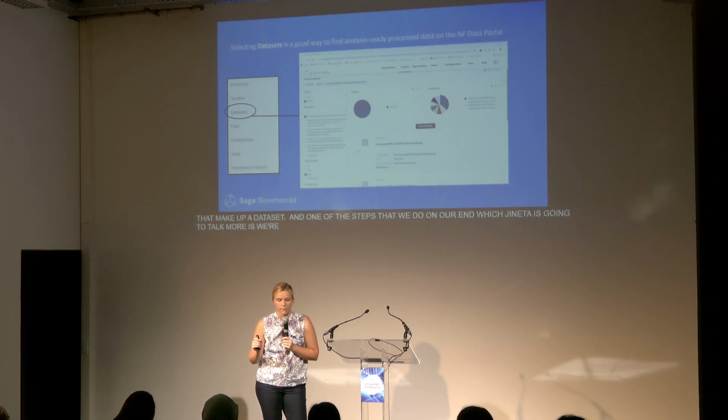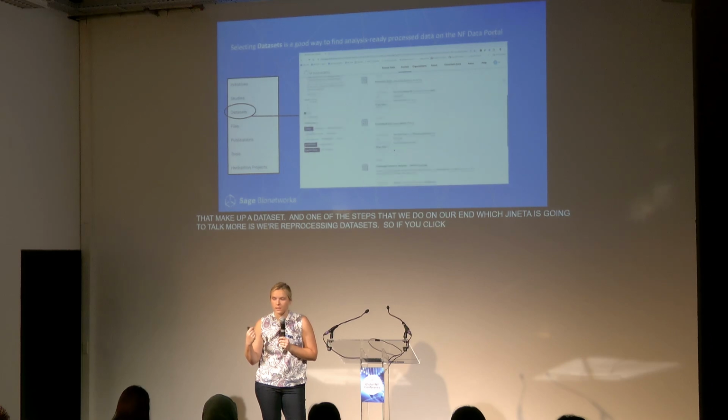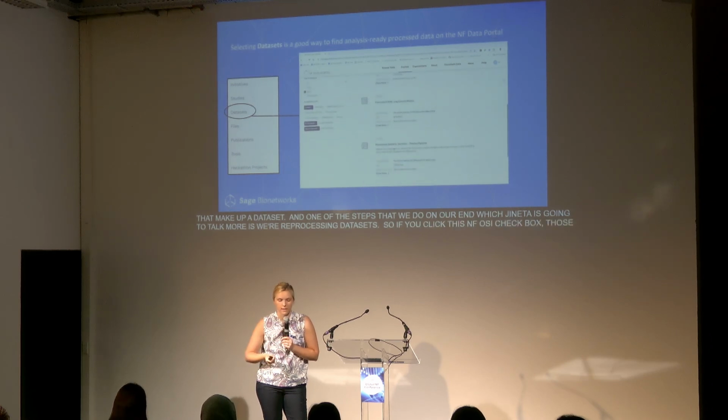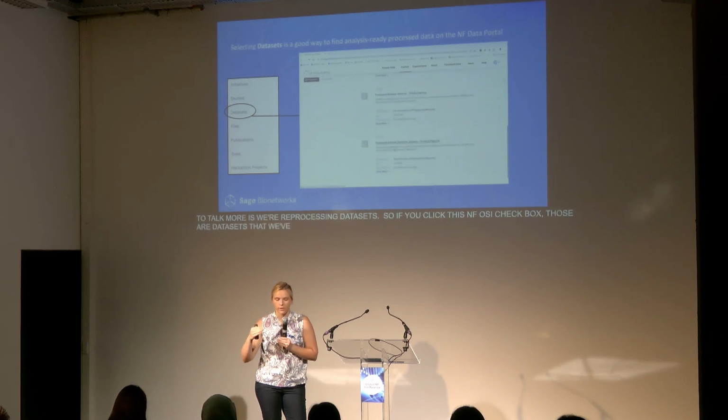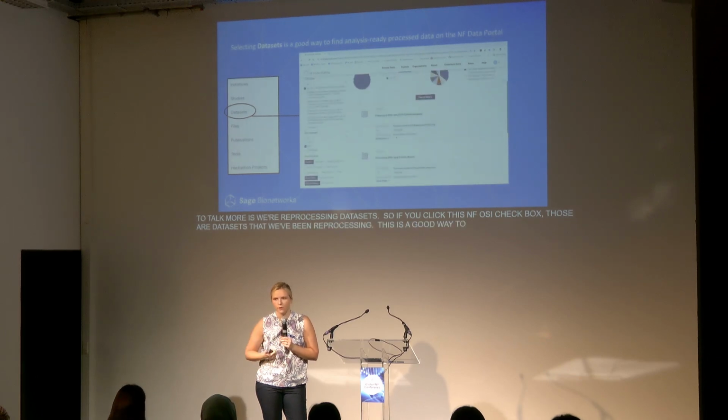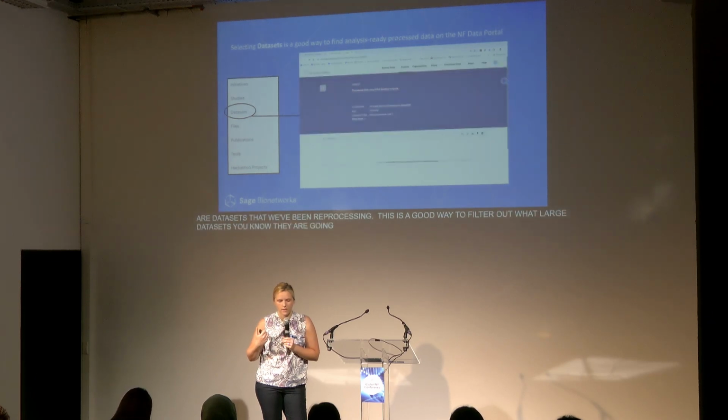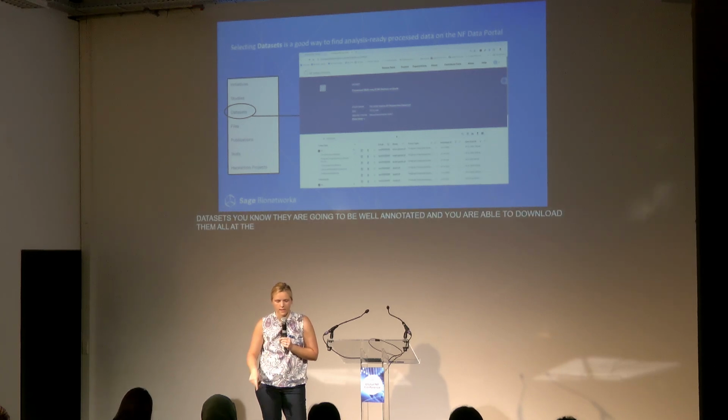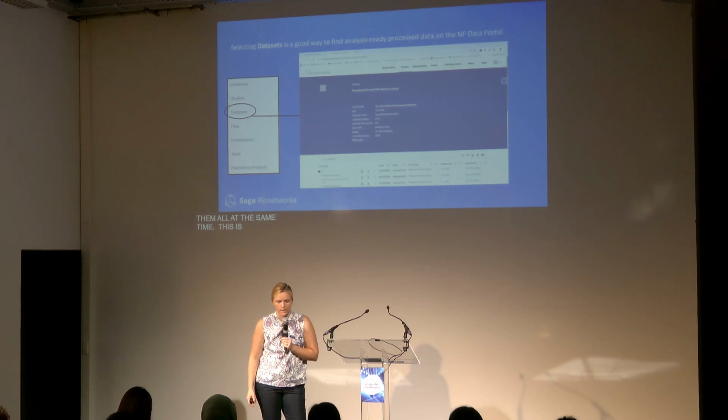So if you click this NF-OSI checkbox, those are data sets that we've been reprocessing, and this is a good way to filter for large data sets that are going to be well annotated, and you're able to download them all at the same time. Once you click a data set, you can see show more is going to show the details.